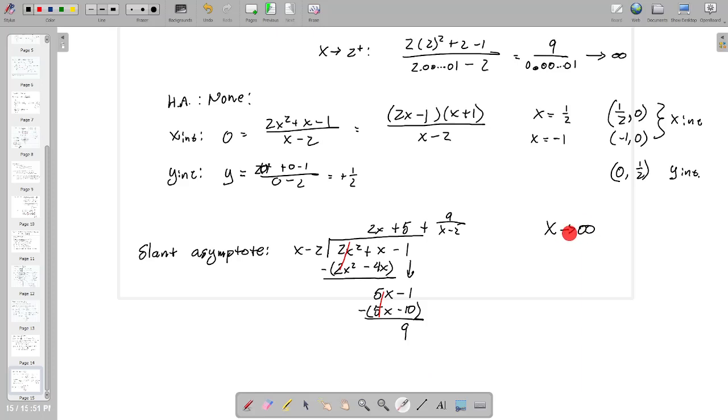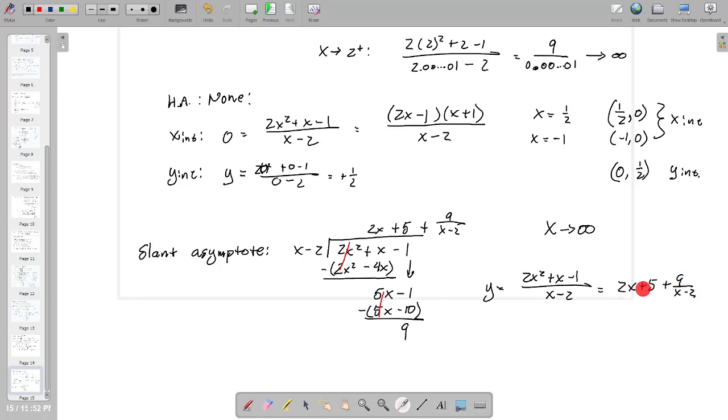So as x goes to infinity, for this particular function, y equals 2x squared plus x minus 1 over x minus 2 is equal to 2x plus 5 plus 9 over x minus 2. So notice that this is identical to this. These two are identical. They're the same thing. All I did was do the division. Now, as x goes to infinity, this part will drop out, and our y will have this trend.